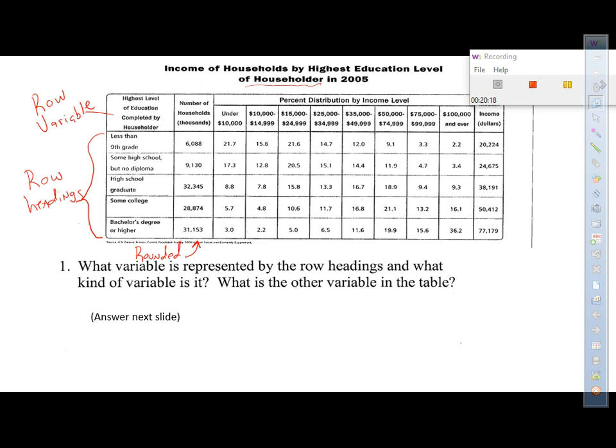Let's go get some more information from this, in 2005. Now, it's hard to see who's telling us this information. That would be hidden right down here. In this case, I can't read that right now, so we'll bypass that part. So here goes your number one. It says, what variable is represented by the row headings, and what kind of variable is it? Well, in this case, the highest level of education completed is my row variable.